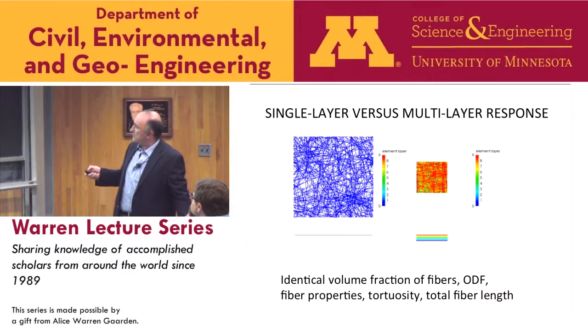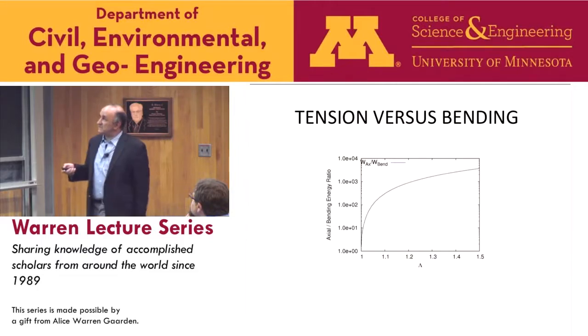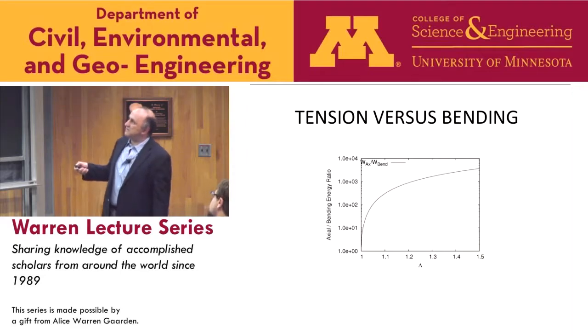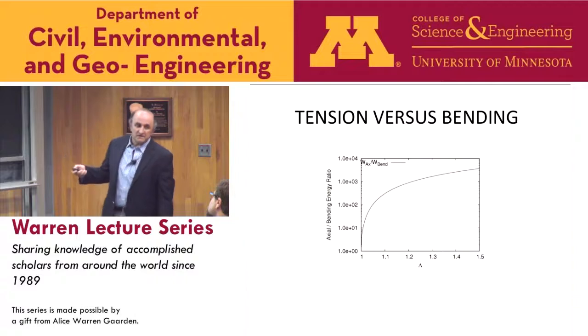And to follow up on this, we just calculated the ratio of the axial energy to the bending energy. This is the stretch. So we went to 1.5, so it's roughly 50% strain. And you can see only at the very beginning there is anything going on for the bending energy. At the end of the test, there are 3 orders of magnitude.